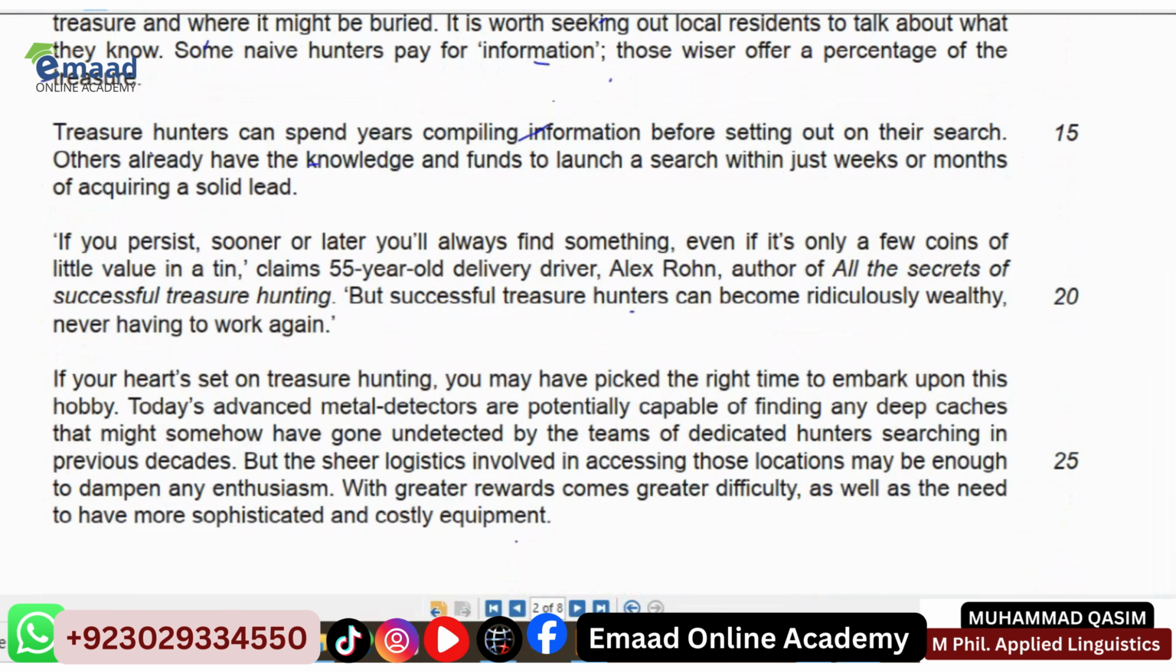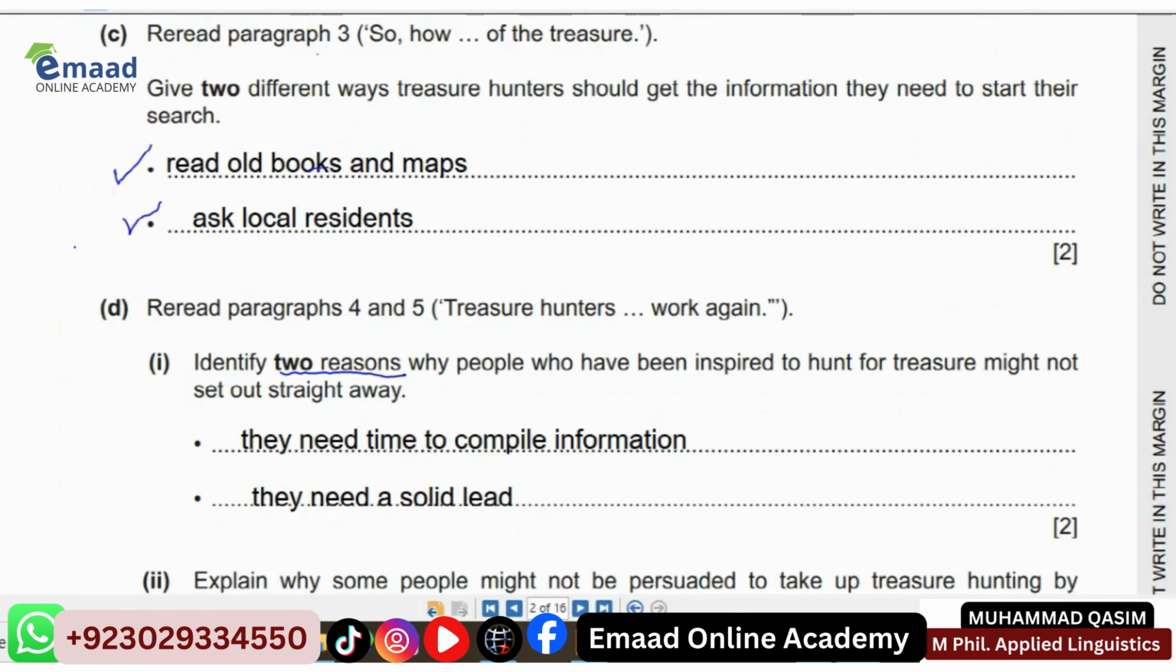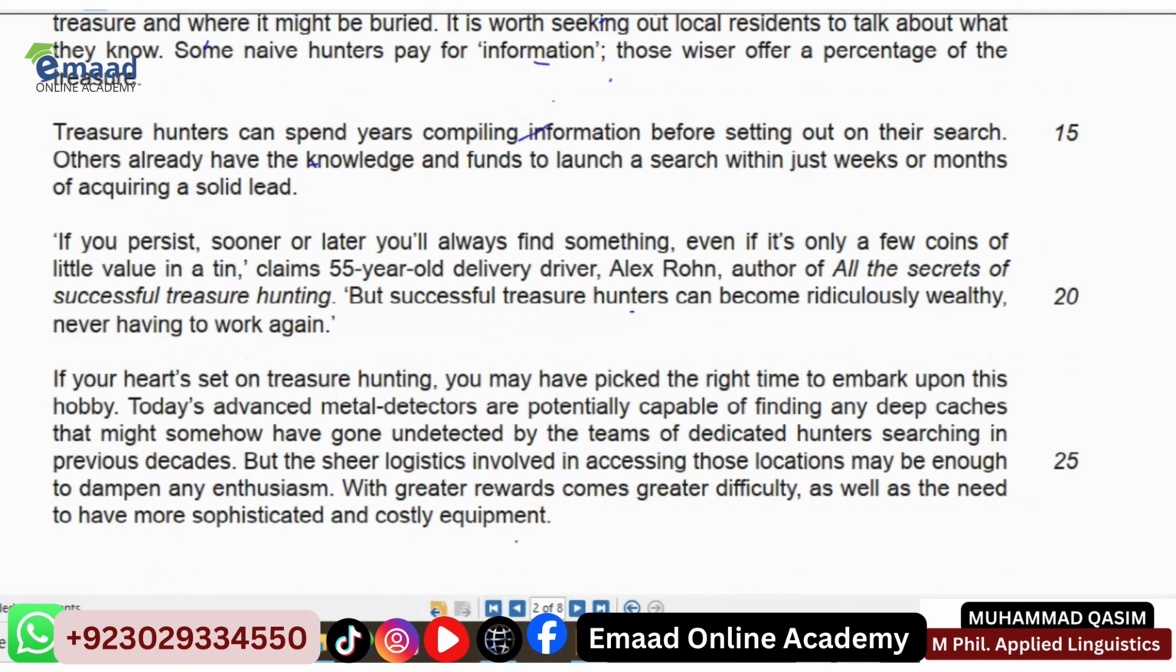Alright, here is the paragraph. Let me see if this is really that paragraph. Yes, you can confirm from here. Treasure hunters work again, the starting phrase and the ending phrase for paragraphs 4 and 5. Okay, so these are the 2 paragraphs.